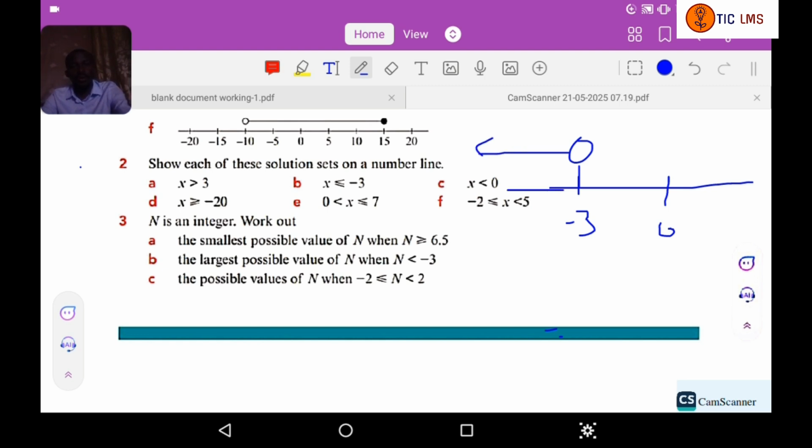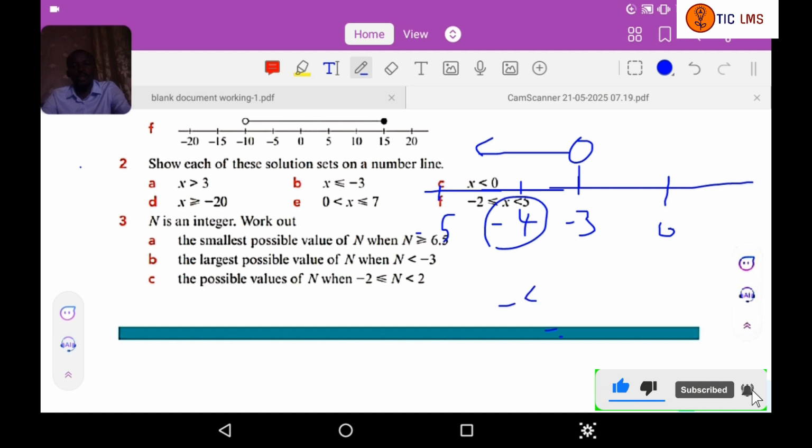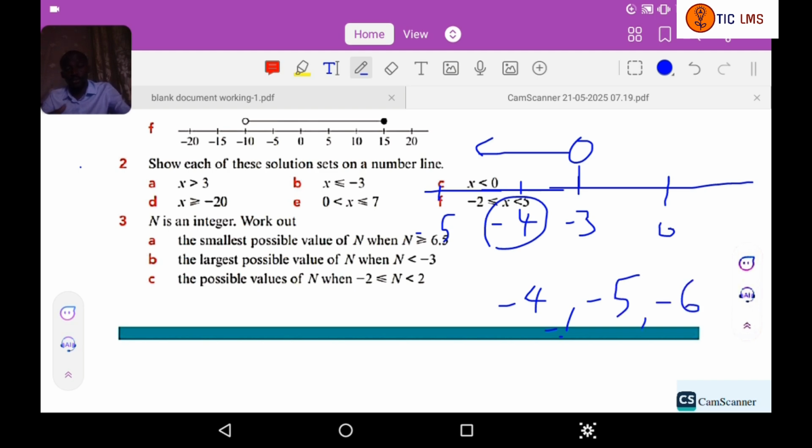Now, what are the numbers that are on the left of negative 3? These are the numbers that are less than negative 3. So we have negative 4, negative 5, and so on and so forth. So the largest possible value of n, which is less than negative 3, is negative 4. After negative 4, we have negative 5, negative 6, and so on, of which negative 4 is greater than negative 5.